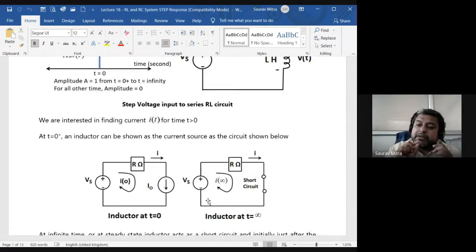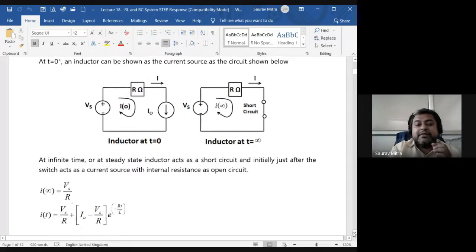Then the current will start building up from 0 at t equals 0, and it will increase, and after a certain time it will get saturated. And what will be the saturated current at I infinity? It will be Vs divided by R. So this is actually the characteristic, an increasing characteristic at infinite time. When the supply is connected for quite a long period of time, at steady state the inductor acts as a short circuit.